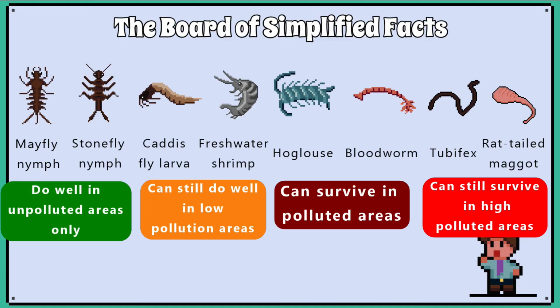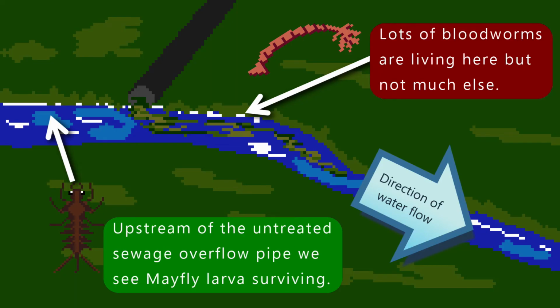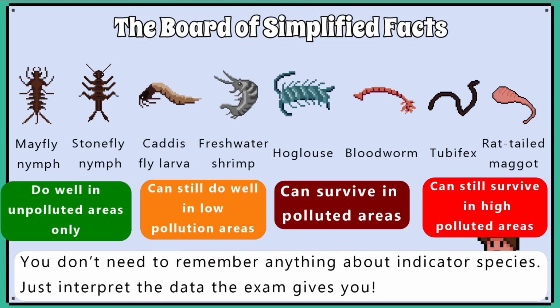Effectively, biologists have gathered data on some species that thrive in certain pH or oxygen levels. We've previously mentioned how untreated sewage and fertilizer runoff can lower oxygen levels, so you might need to link why we see a high number of bloodworms, which thrive in low oxygen conditions, being found near the overflow sewage pipe. You will always be provided with information about what species does well in what conditions in the question.